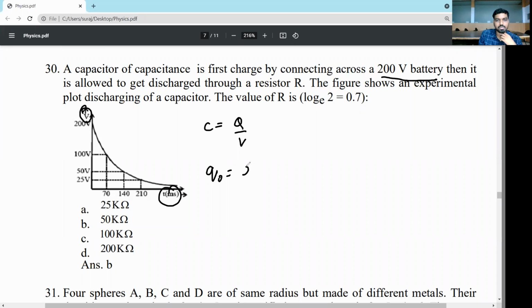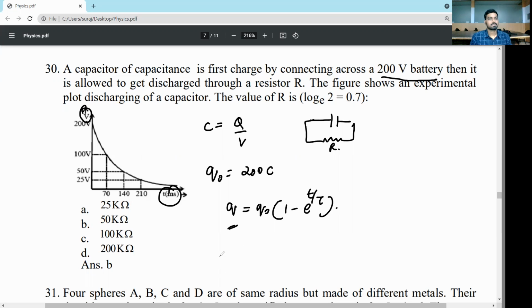Q naught, I can say 200 C. Then it is allowed to get discharged through a resistor R. The figure shows an experimental plot for the capacitor. We can also find the slope of the V and T curve. With the discharging of the capacitor, Q is equal to Q naught times e power minus T by tau. With this formula we can find it.